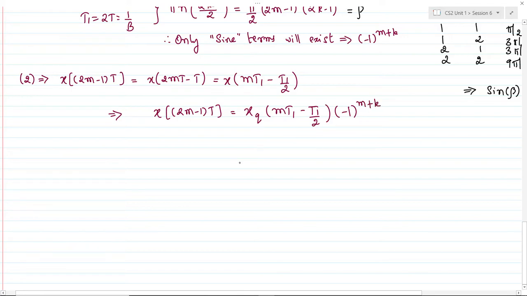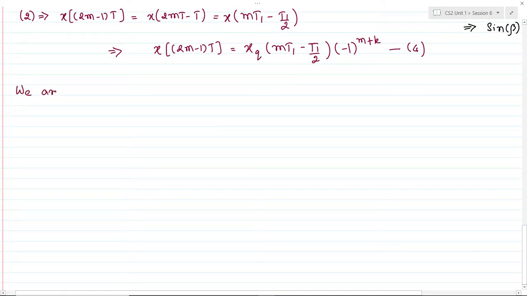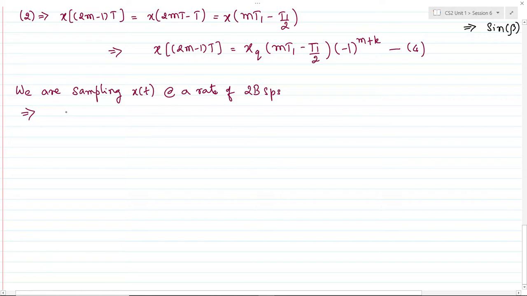Note that we are sampling x of t at a rate of twice b samples per second, correct? And therefore equations 3 and 4, which are even and odd terms, in other words we can say that the samples will occur at a rate of half of this total rate. So this implies the low pass signal components occur at a rate of b samples per second. So that we obtain the samples of this bandpass signal.